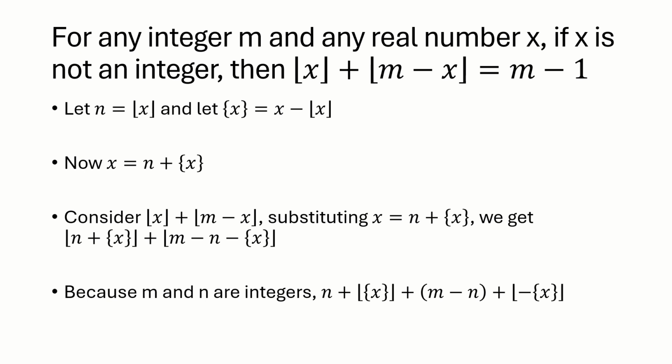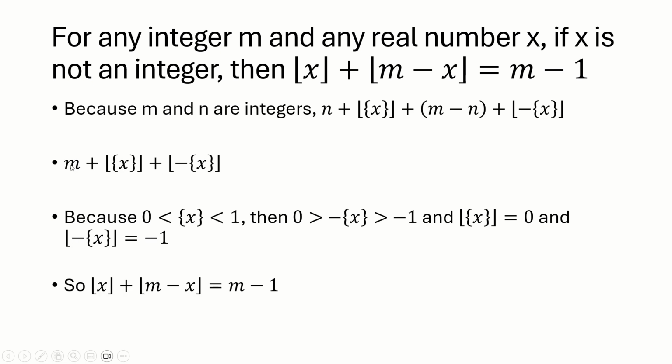So now we can simplify. So you have n here, m minus n here. If I add those together, I end up with m. And so what's left inside the floor function is the fractional part of x, plus negative 1 times the fractional part of x. So then what we have to do is just simplify this, and we're done.